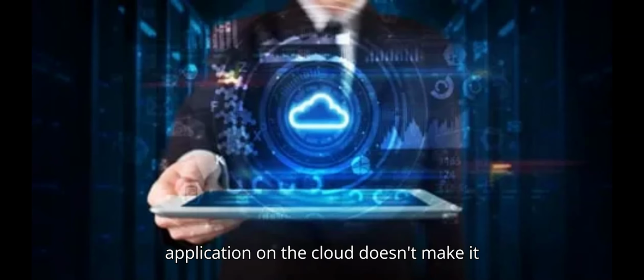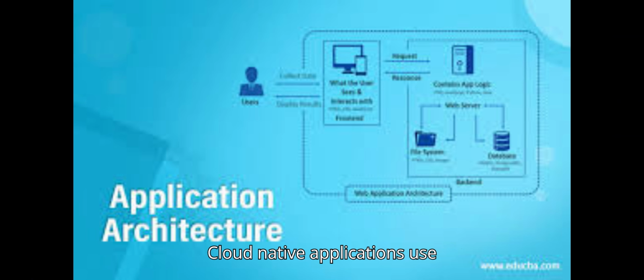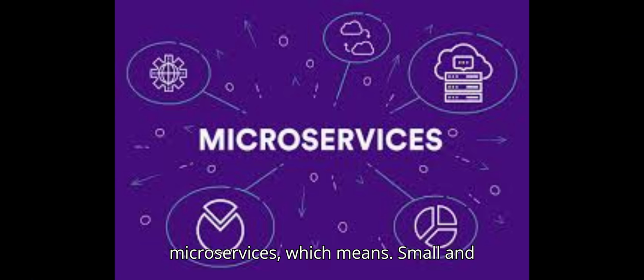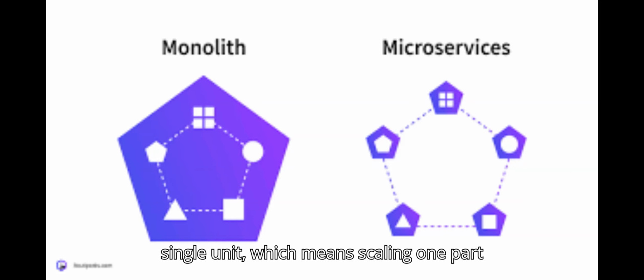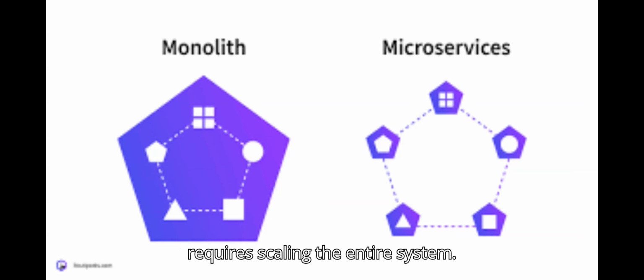Simply hosting an application on the cloud doesn't make it cloud native. So, what makes it then? Number 1, application architecture. Cloud native applications use microservices, which means small and independent services working together. This enables fast scaling of individual components. Traditional monolithic applications package everything into a single unit, which means scaling one part requires scaling the entire system.